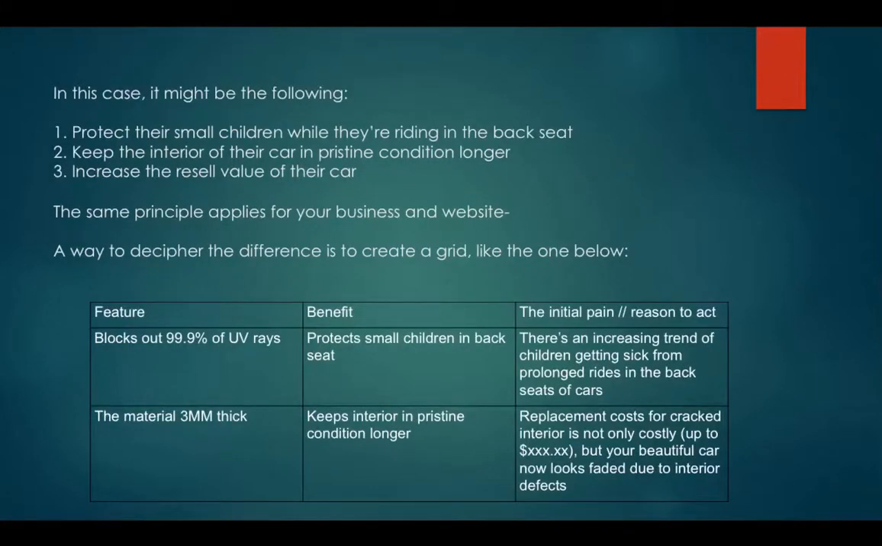And in this case, it might be the following. Protect their small children while riding the back seat of the car on those long road trips. Keep the interior of their car in pristine condition longer. Maybe to increase the resale value of their car. These are all the end desired outcomes that a client or a customer actually wants in the window tinting service. But so often we hear it's all about the company. It's all about the features. It's 3 millimeters thick. It blocks out 99% of UV rays.